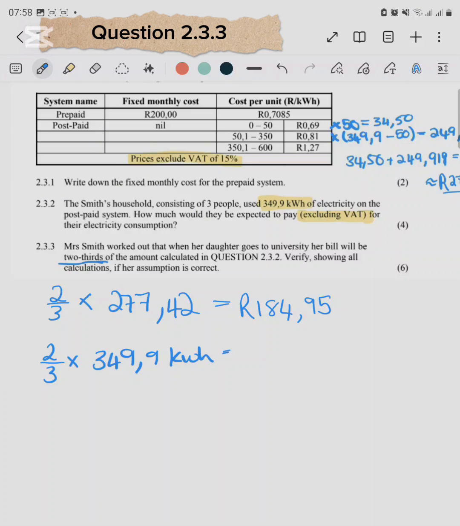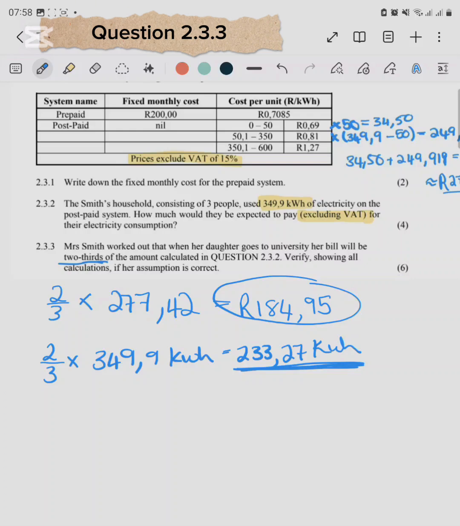And if you do that, you'll get to 233.27 kilowatt hours. So the question that we're really asking is, does the cost of these 233.27 kilowatt hours equate to our 184.95? And the only way we can test that is to go back to our bracket and to recalculate it.